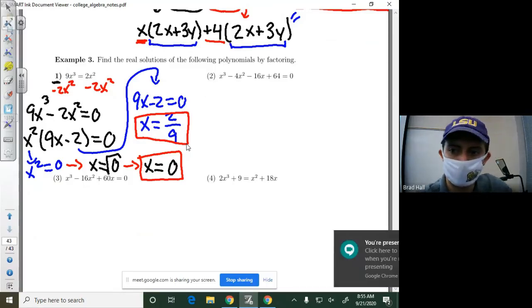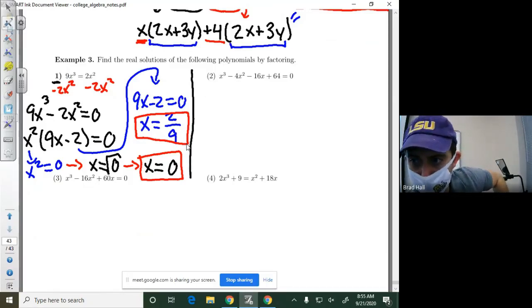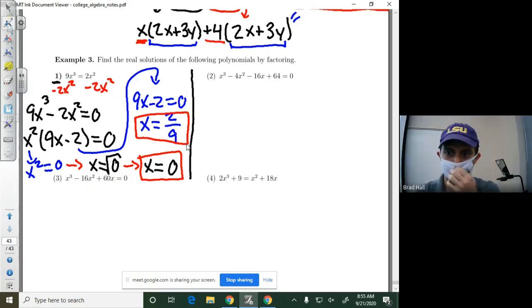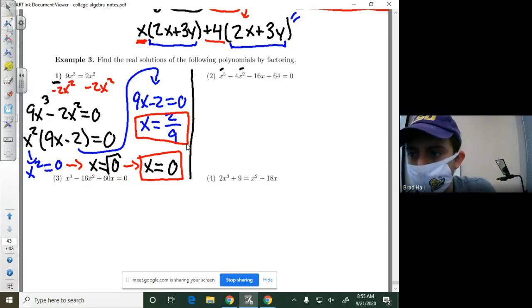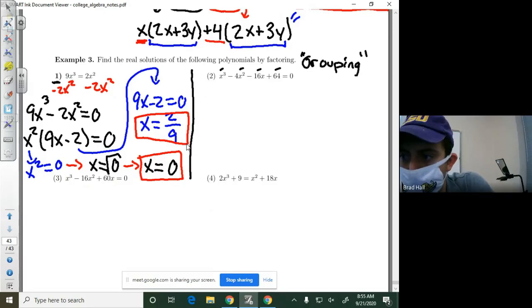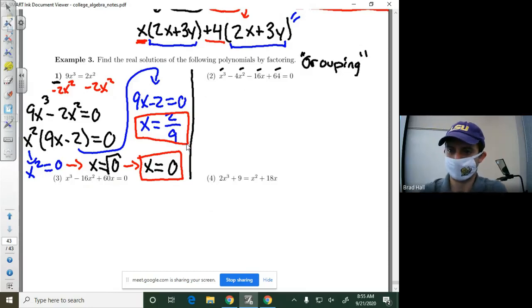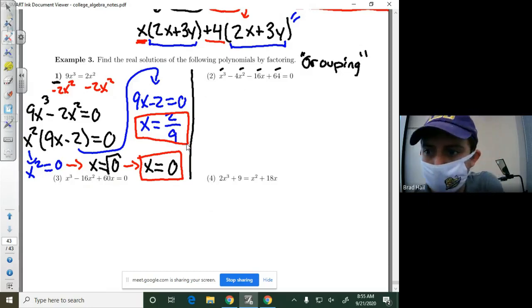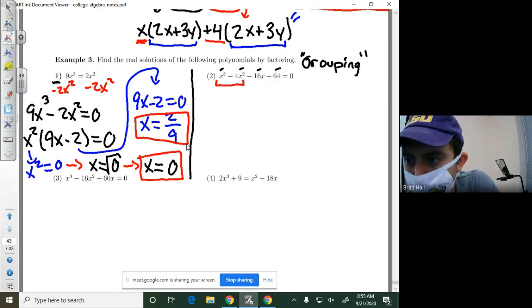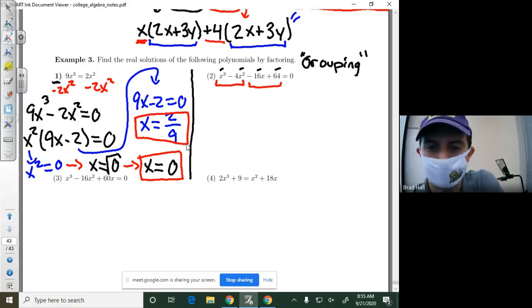Problem 2 will resort to factoring by grouping because there are 4 terms. So there's 1, 2, 3, 4 terms, which means we would use grouping. And so what are we grouping? Grouping the first 2 and the next 2. So with the first 2, what all do they have in common?